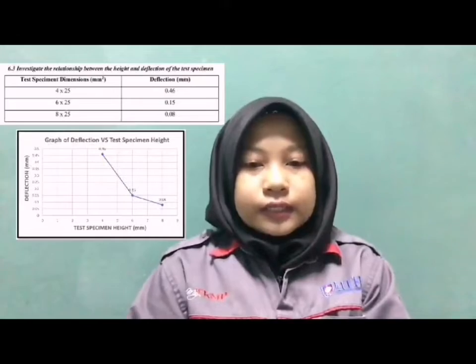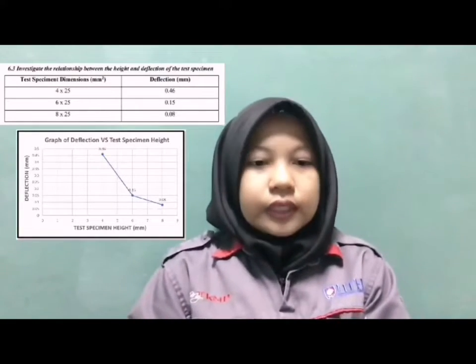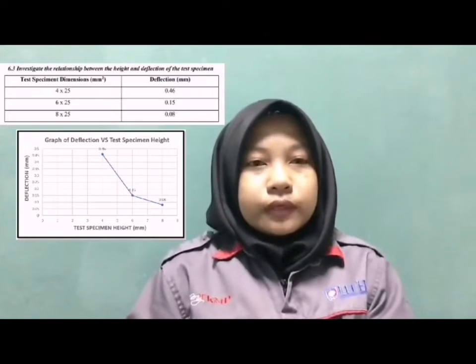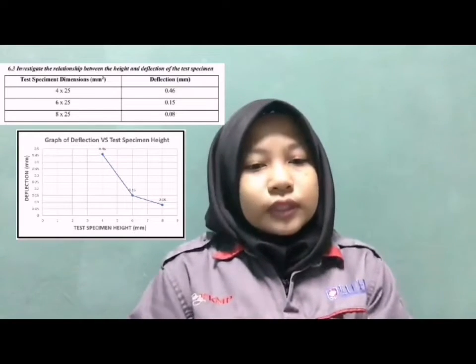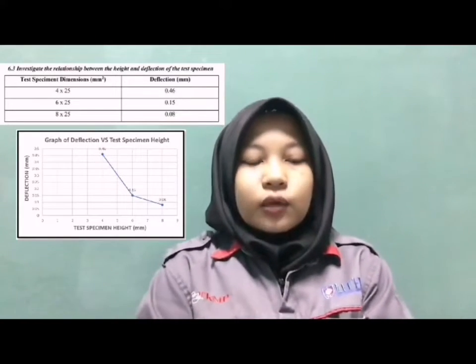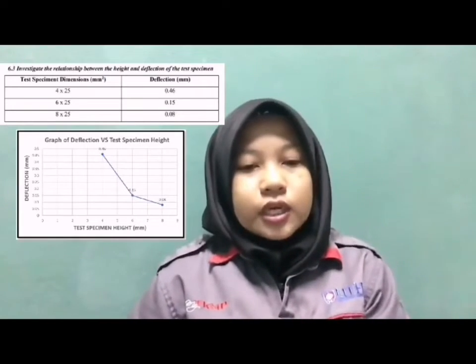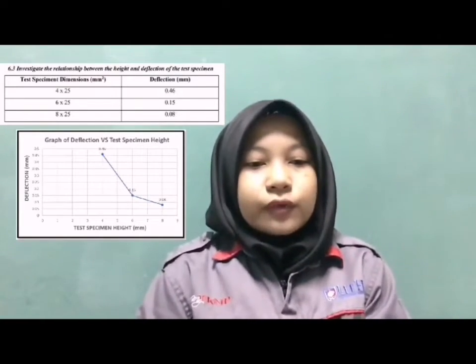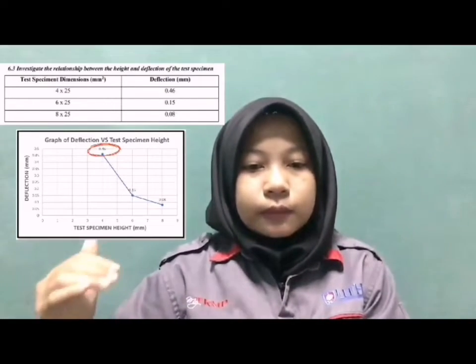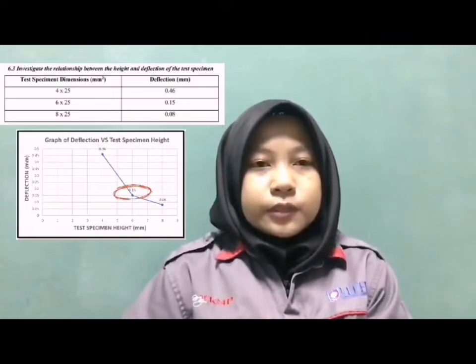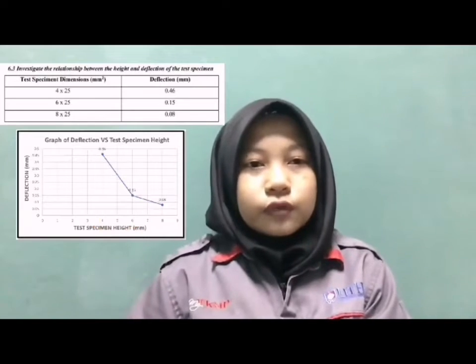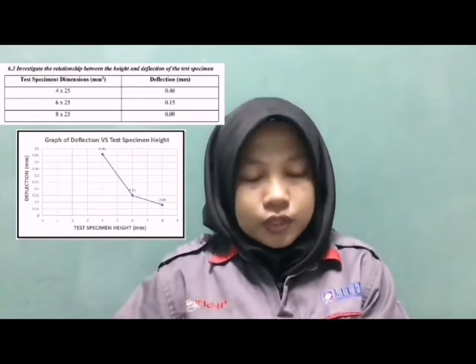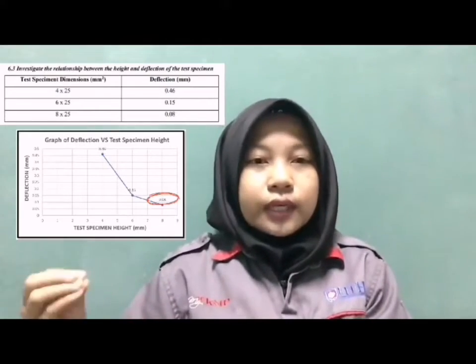Finally, in the third experiment, table 6.3 shows that as the height of the specimen is increased, the deflection rate decreases. In the experiment, 3 different specimens with the same material but different heights were employed. When we utilize different specimen dimensions, we can observe that the result changes depending on the specimen height. The deflection rate fell from 0.46 mm to 0.15 mm when the specimen height was increased from 4 mm to 6 mm. It continued to fall, reaching 0.08 mm when the height reached 8 mm.